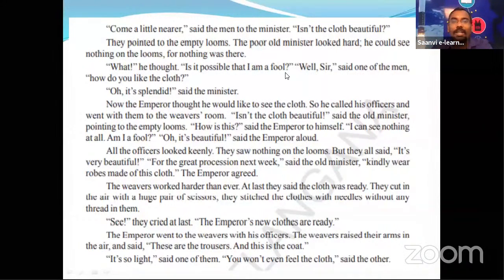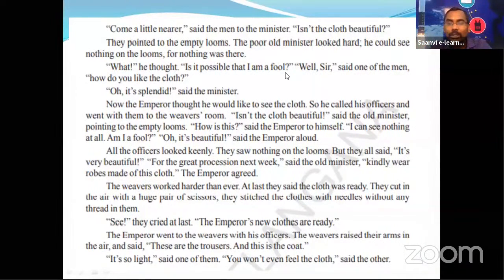Now the emperor thought he would like to see the cloth. The old minister might have told the emperor that the cloth made by the weavers is excellent. That's why the emperor himself wanted to see the cloth. So he called his officers and went with them to the weaver's room.